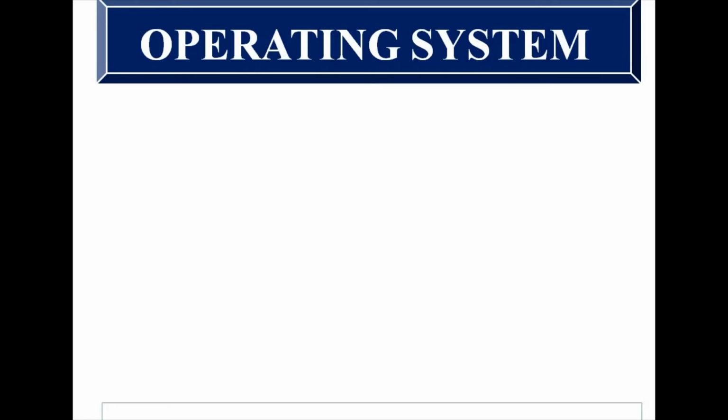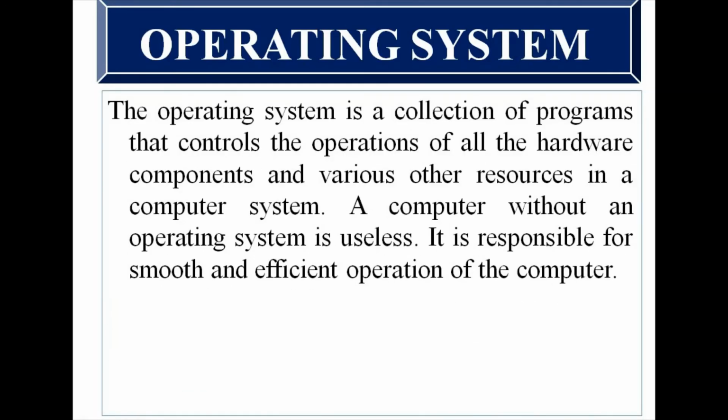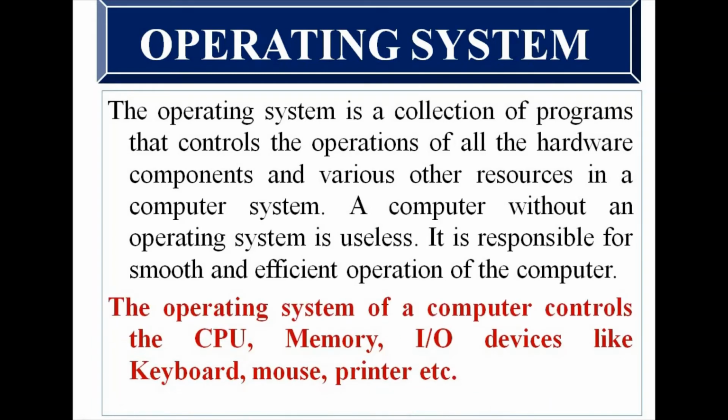Operating system. The operating system is a collection of programs that controls the operations of all the hardware components and various other resources in a computer system. A computer without an operating system is useless. It is responsible for smooth and efficient operation of the computer. The operating system controls the CPU, memory, and I/O devices like keyboard, mouse, printer, etc.